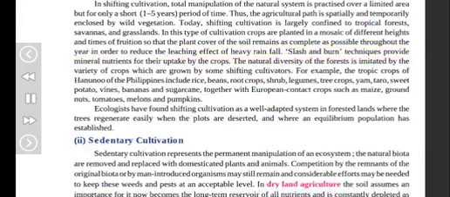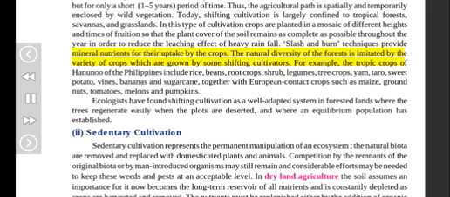The natural diversity of the forests is imitated by the variety of crops which are grown by some shifting cultivators. For example, the tropical crops of the Hanunoo of the Philippines include rice, beans, root crops, shrub legumes, tree crops, yam, taro, sweet potato, vines, bananas and sugarcane, together with European contact crops such as maize, groundnuts, tomatoes, melons and pumpkins.